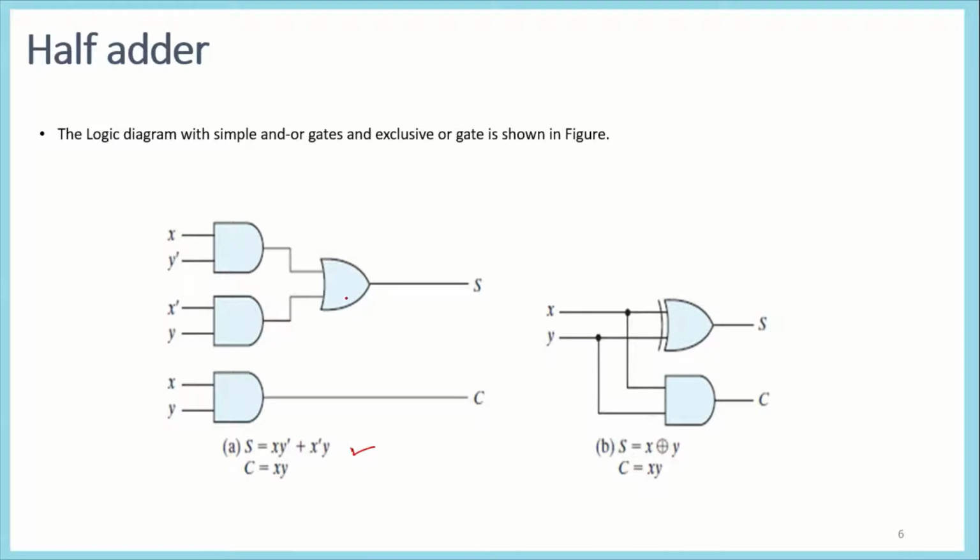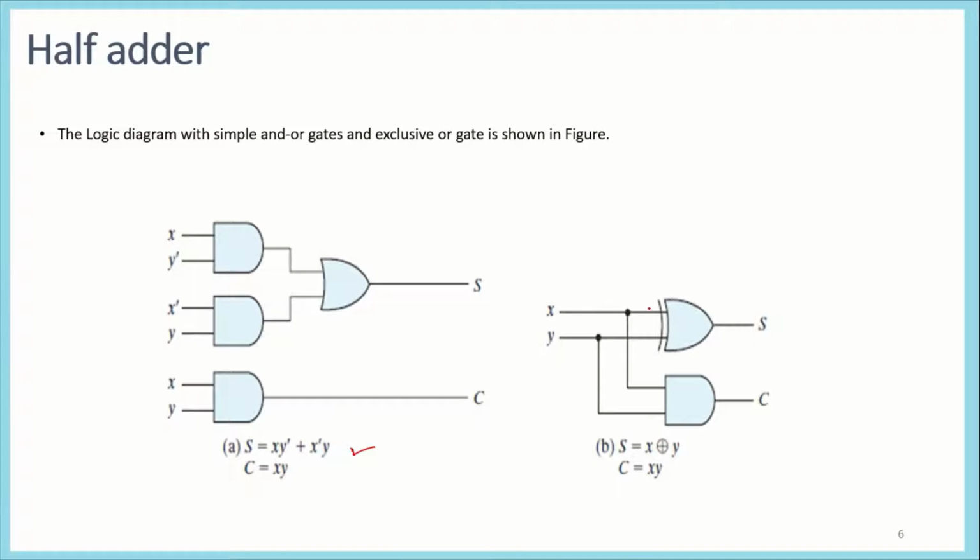For the half adder case, we have seen that a half adder is used to represent the addition of 2 bits. We have 1-bit numbers and then we calculate sum and carry.